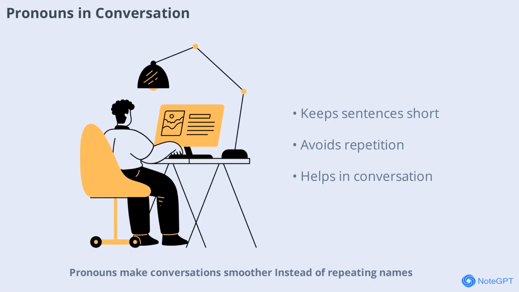Pronouns make conversations smoother. Instead of repeating names, you can use words like he, she, or they. This keeps your sentences short and easy to follow. Pronouns are especially helpful when talking about people or things you've already mentioned.